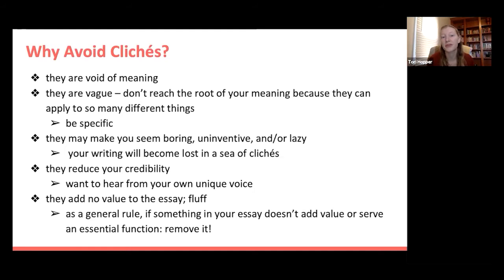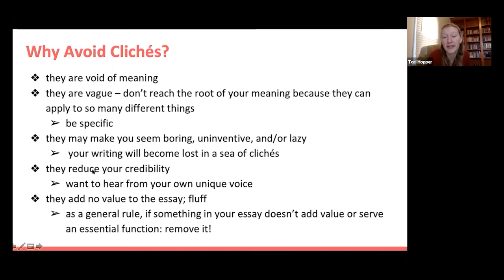So we want you to dig in and then be more specific. Instead of saying actions speak louder than words, talk about what actions are saying. What are these actions that you are demonstrating in your essay, and what do they say about you? So taking that initial thought and then running with it: okay, well, what did I want to communicate here?